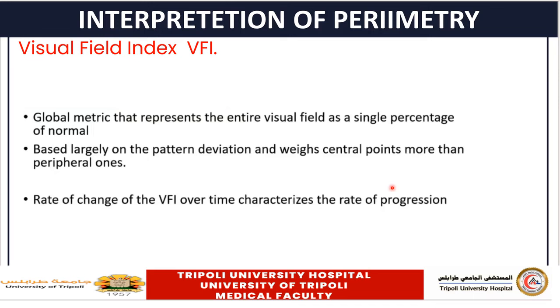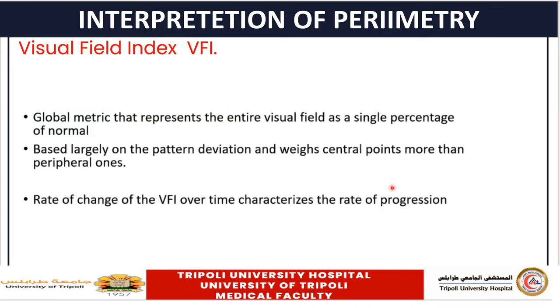So it is measured from the pattern deviation probability plot values, and if the mean deviation of the printout drops below minus 20 decibel, it will be calculated from the total deviation probability plot. So it is very important to take this into consideration: when the mean deviation of the printout is worse than minus 20 decibel, the visual field index may not be that reliable, as it is calculated from the total deviation probability plot rather than the pattern deviation probability plot. It has no probability value, just a figure between 0 to 100.